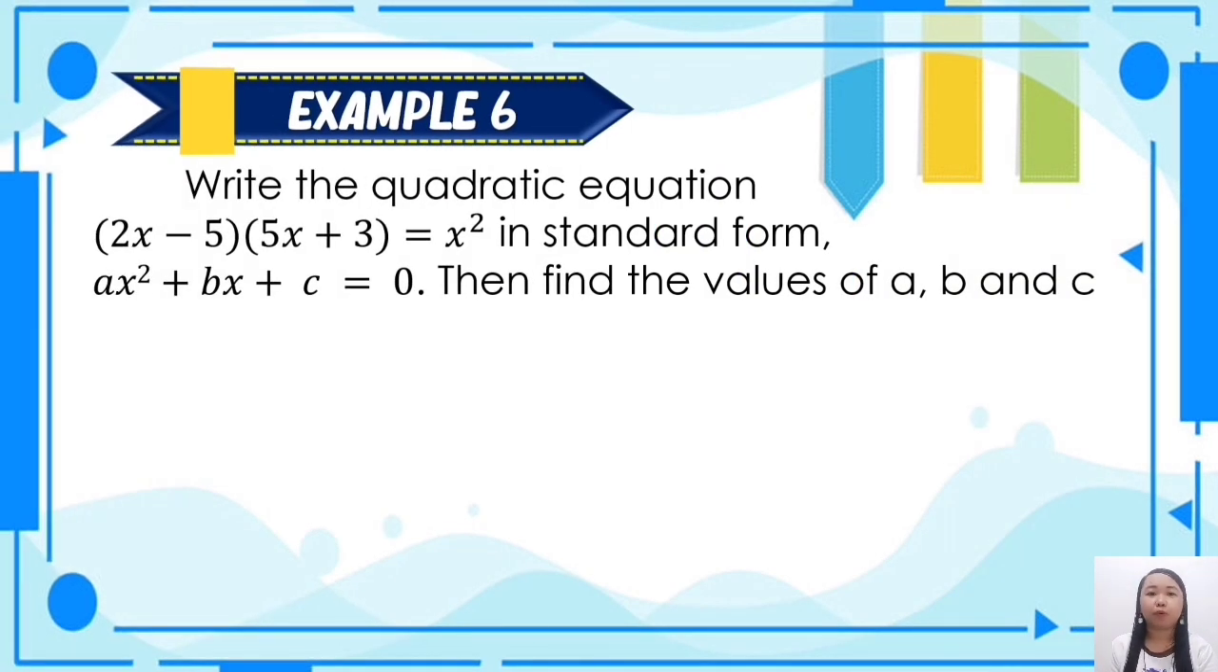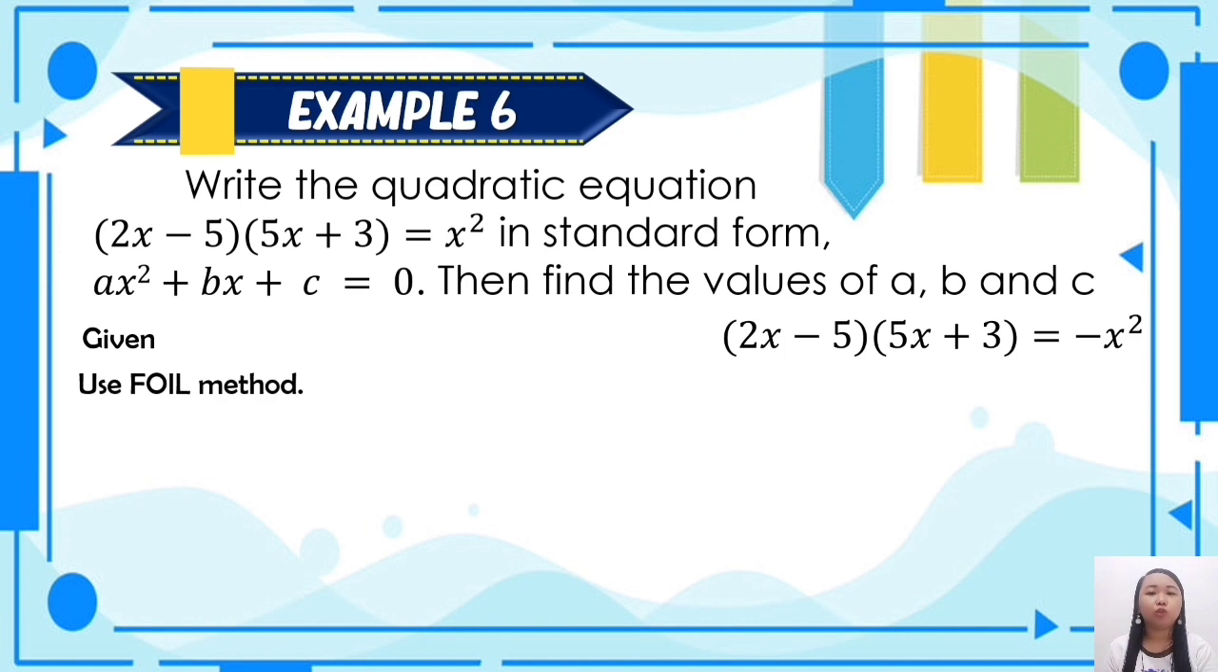For the last example, write the quadratic equation: 2x minus 5 multiplied by the quantity of 5x plus 3 equals negative x squared. We need to use the FOIL method. 2x times 5x is 10x squared. 2x times 3 is positive 6x. Negative 5 times 5x is negative 25x. Negative 5 times 3 is negative 15. And then copy equals negative x squared.